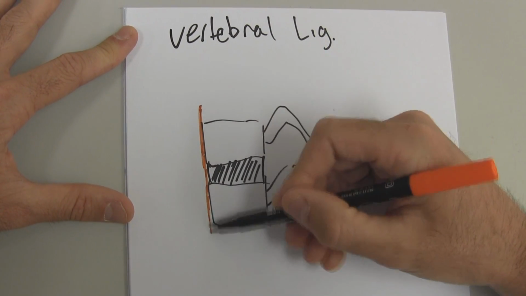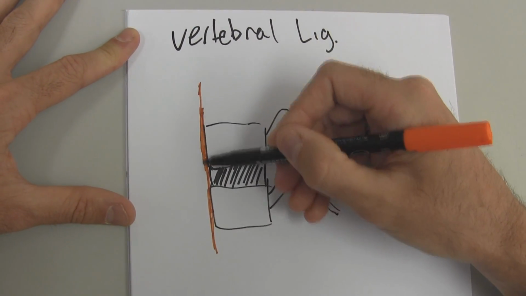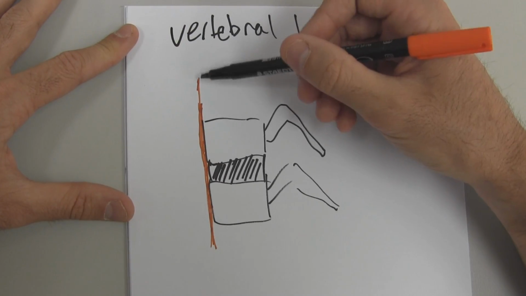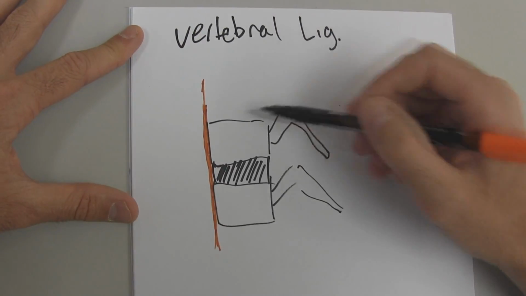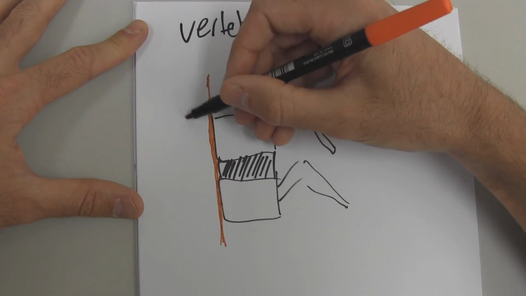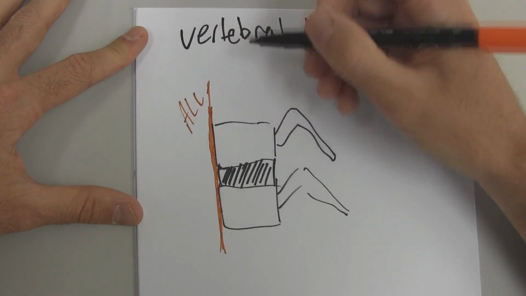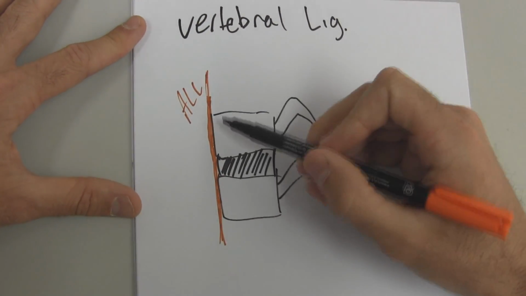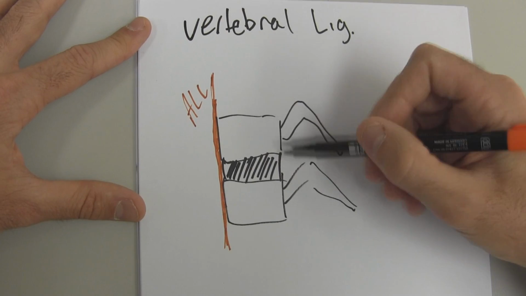So it runs down the anterior or the front wall, right the way down from the very top cervical vertebrae right down through the lumbar vertebrae. So this is the anterior longitudinal ligament represented here. So anterior to the body.